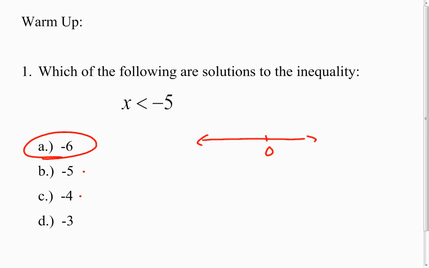I've got 0 here. Here's -5. So -4, -3 would be up over here. -6 is over here. Less than means that we're going this direction. And since it's not less than or equal to, -5 doesn't work.